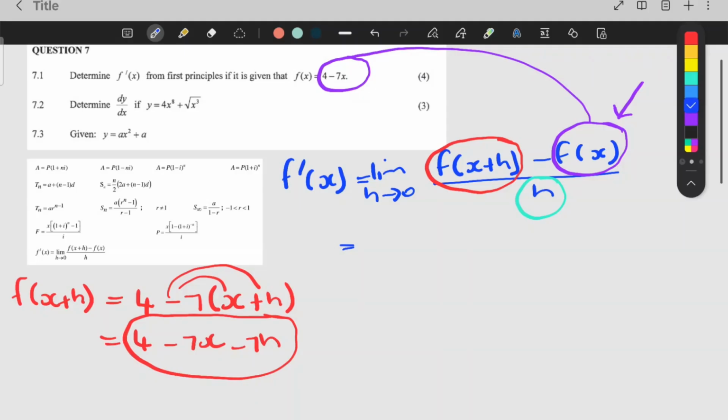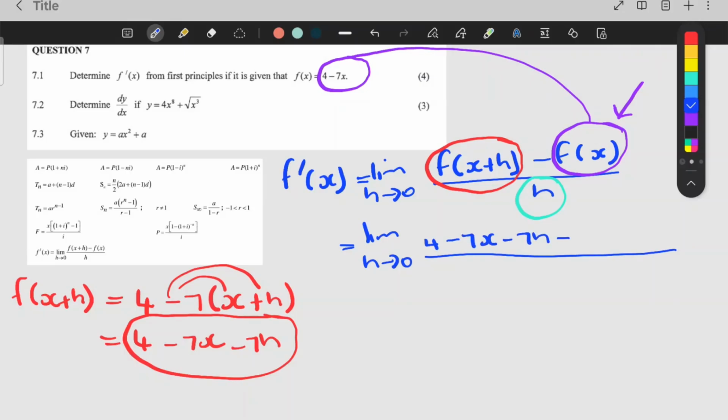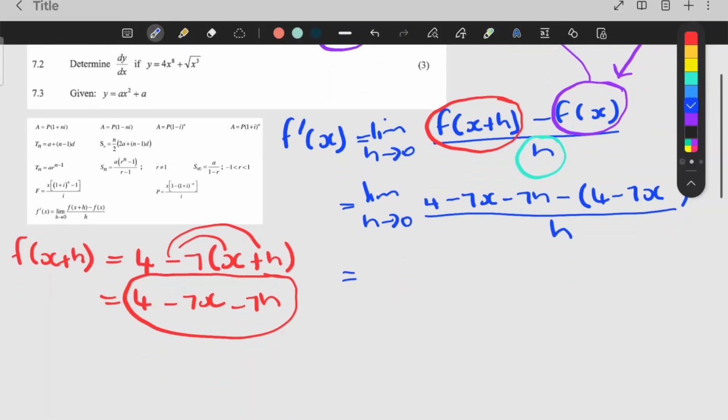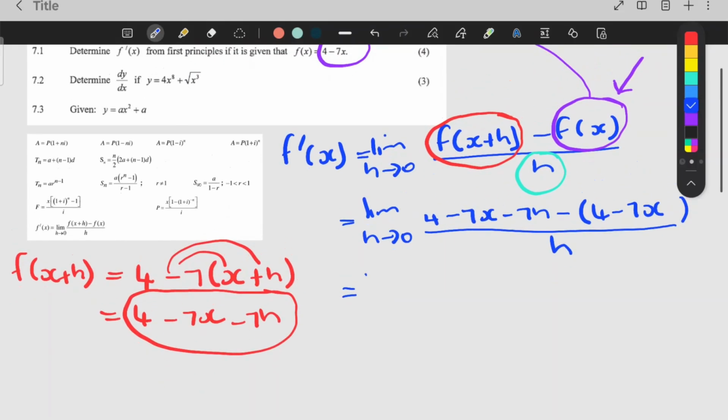So now I'm going to write everything again. I'm just going to write the limit as h goes to 0. And I'm going to replace the red circle with this over here. So that's the red circle. 4 minus 7x minus 7h, minus, it's this minus over here, minus the purple circle is this one over here. So because I minus, I put this in brackets, 4 minus 7x. And h here at the bottom, the light blue circle just stays h. Okay, we've substituted everything. Now we're going to remove the brackets.